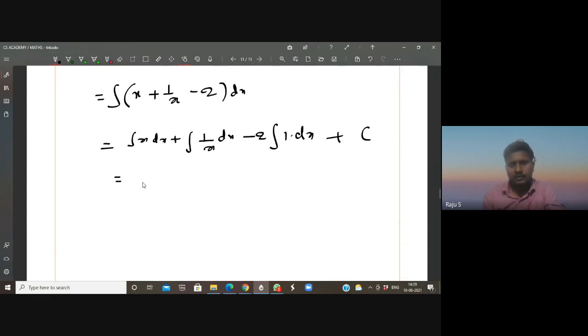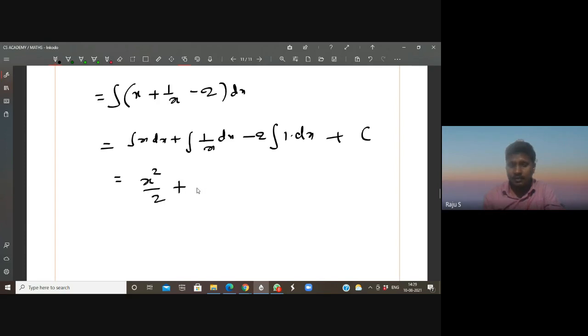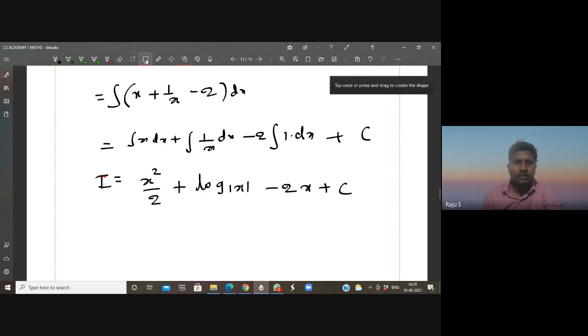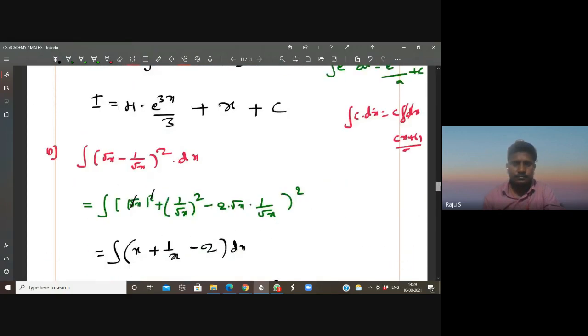What is integral x dx? What is integral 1 by x dx? Direct formula. So this is the required answer. Answer for the question. What have we done?